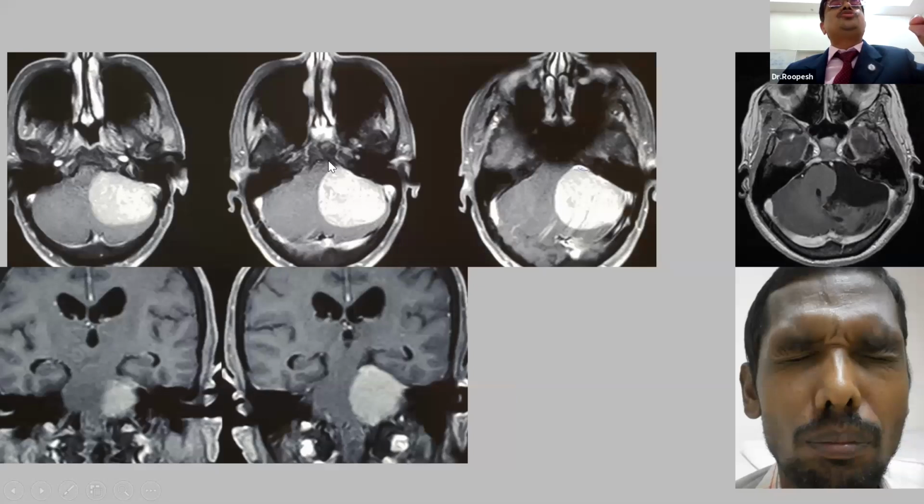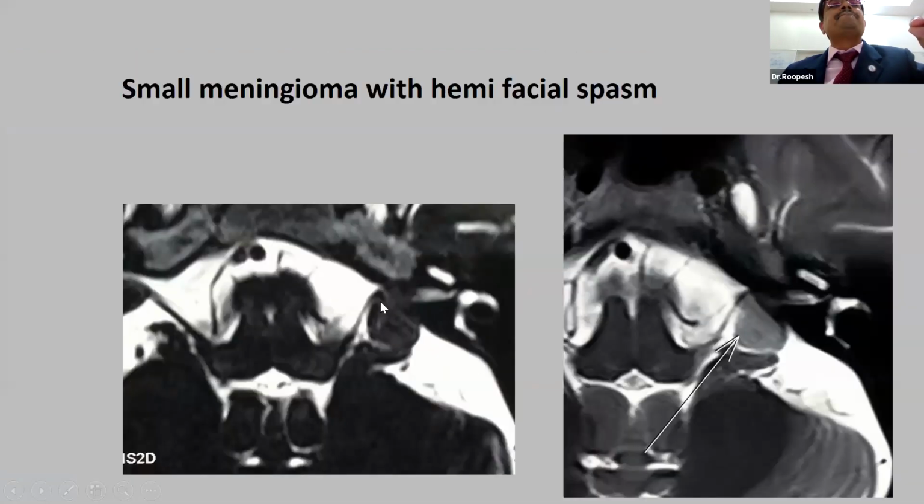Yeah, so again, large tumors with a large attachment. You can see that, and post-op MRI, you can see the preserved facial function. Sometimes they need not be big. Small meningioma, but this patient had an intractable hemifacial spasm, and so this patient was warranting a surgery.